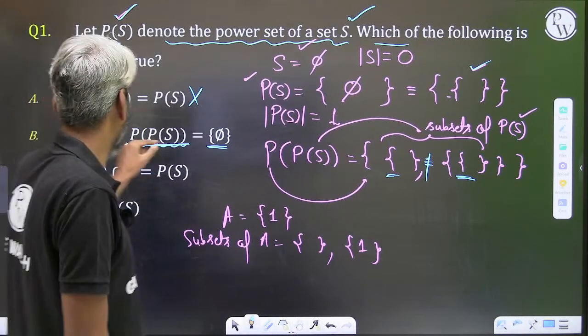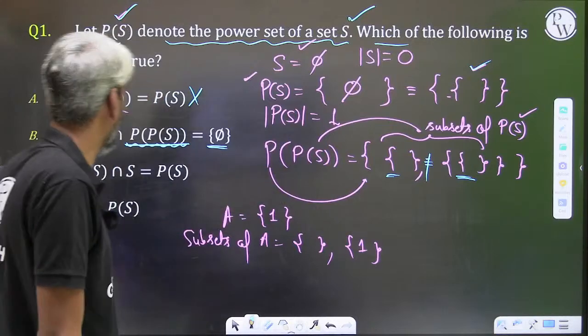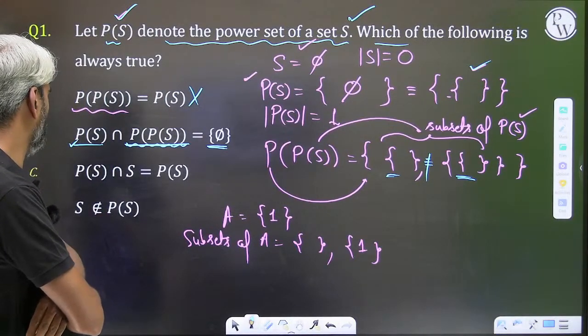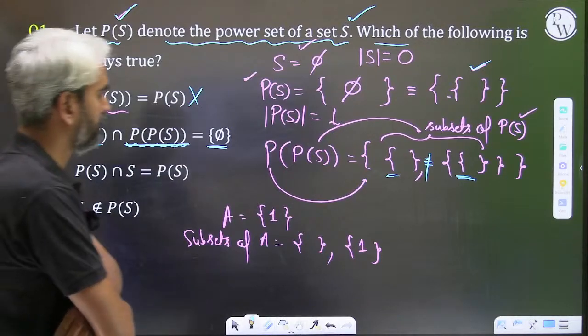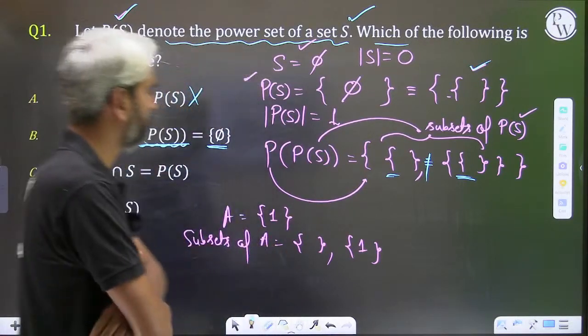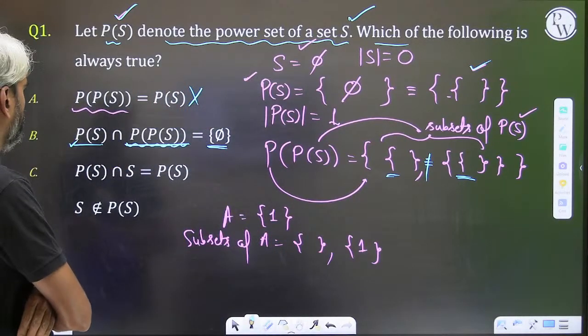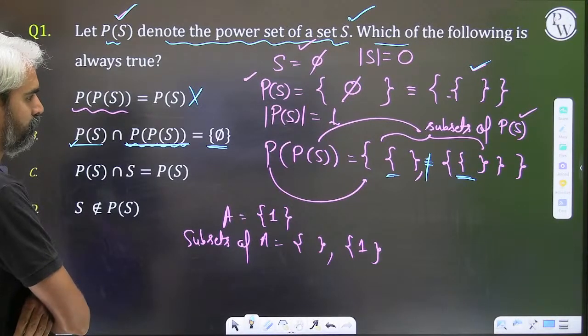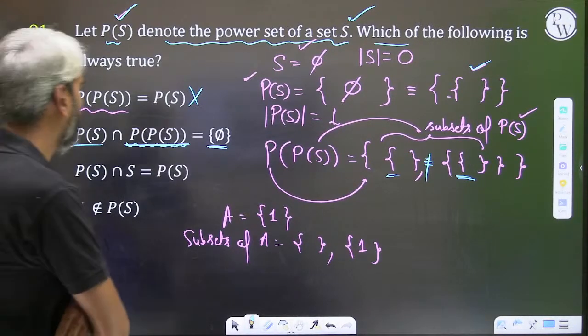Phi is an element of power set of S. Always true. Power set of S is this. And again, one subset will be phi. Absolutely fine. But is it necessary?